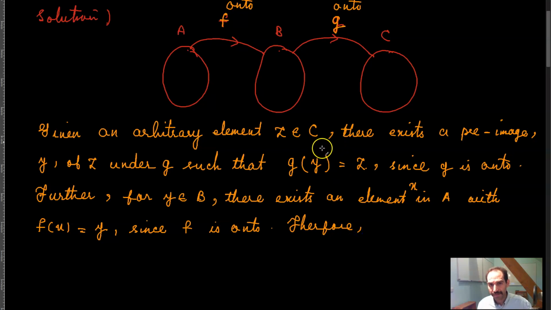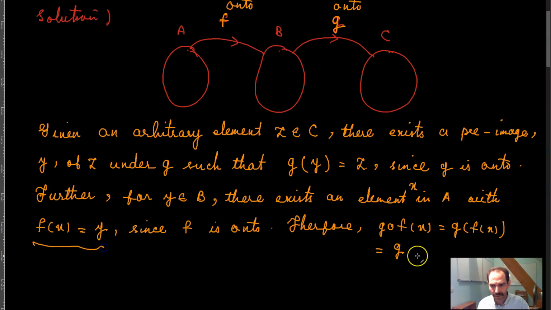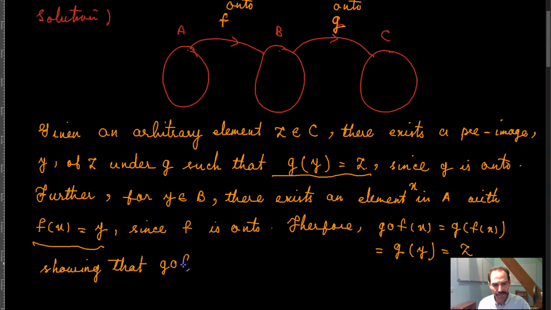Therefore, you can say that g of f of x, or g o f of x, which is equal to g of f of x, is equal to g of y. You can see that f of x is equal to y, so g of y, and g of y is equal to z, because g of y over here is equal to z, showing that g o f is onto.